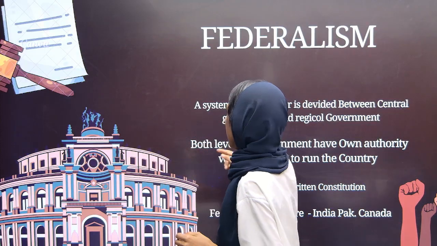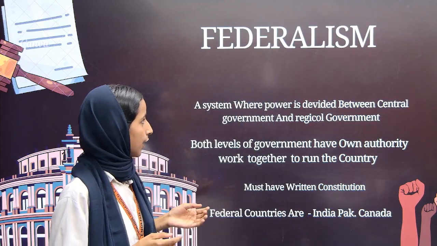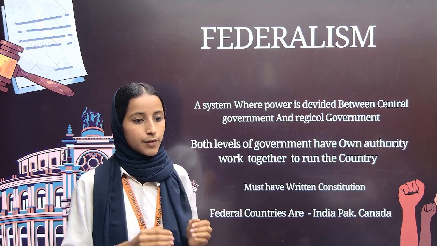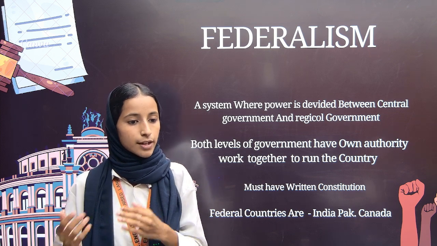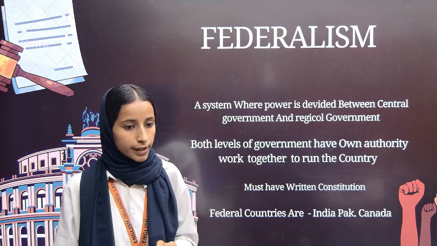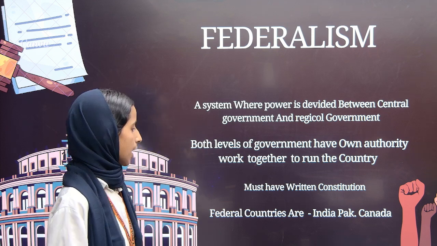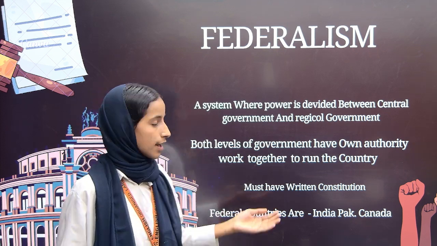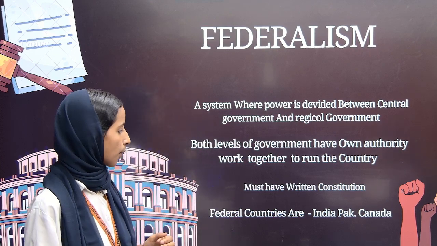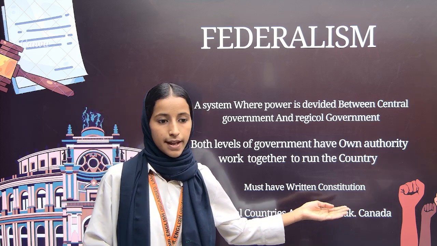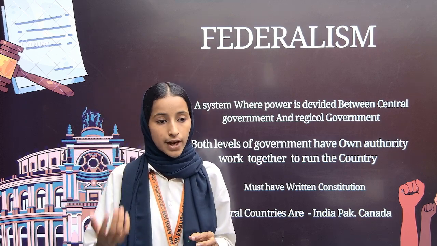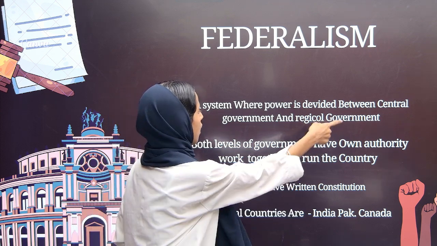Next, as you can see, federalism. Federalism is a system of government where power is divided between the central government and regional, meaning state, governments. In federalism, both levels of government have their own authority and they work together to run the country. Each federal country has its own written constitution. Examples are India, Pakistan and Canada. These are federalist countries. Now let's go ahead to its advantages, or you can say key features.